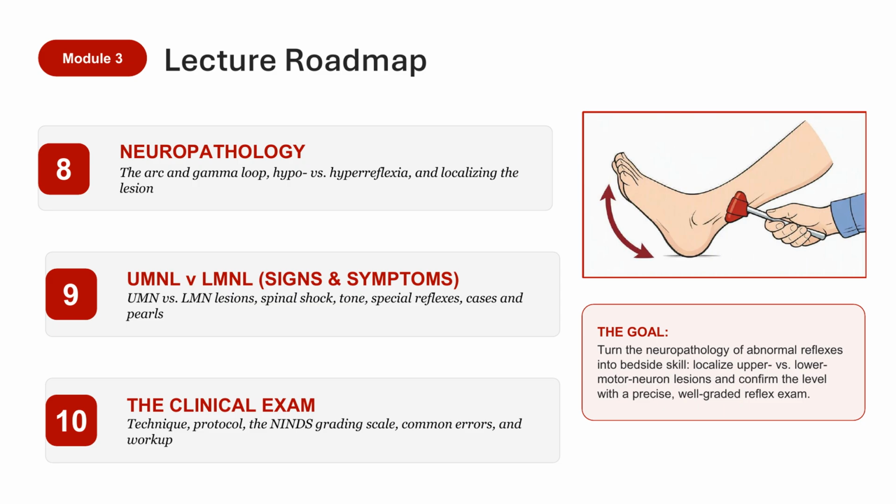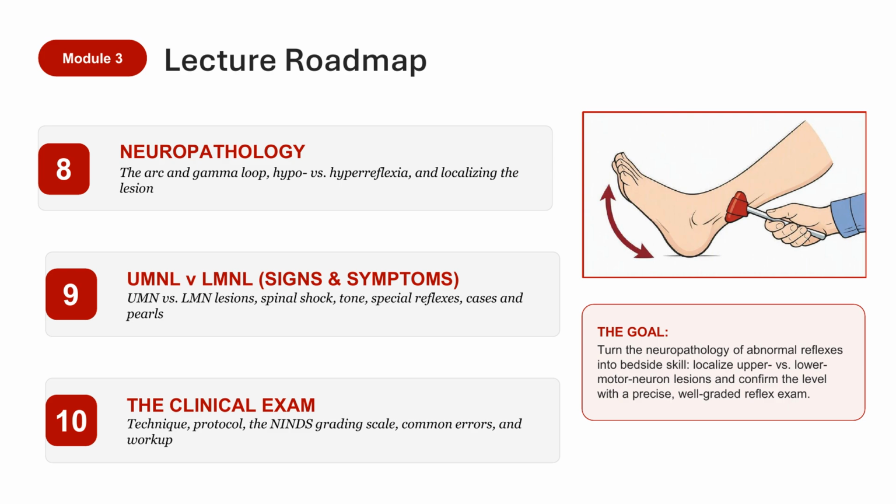And here is the goal that ties all 3 together. Turn the neuropathology of abnormal reflexes into bedside skill. Localize upper versus lower motor neuron lesions and confirm the level with a precise, well-graded reflex examination. Let's begin with Chapter 8.